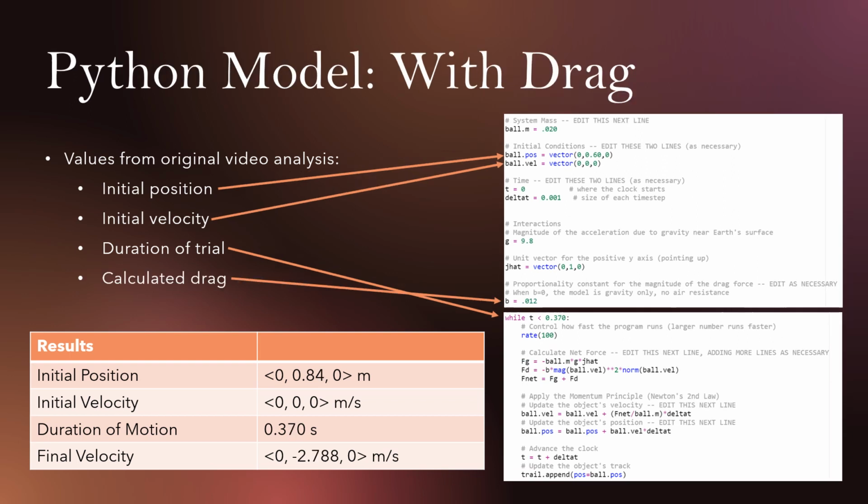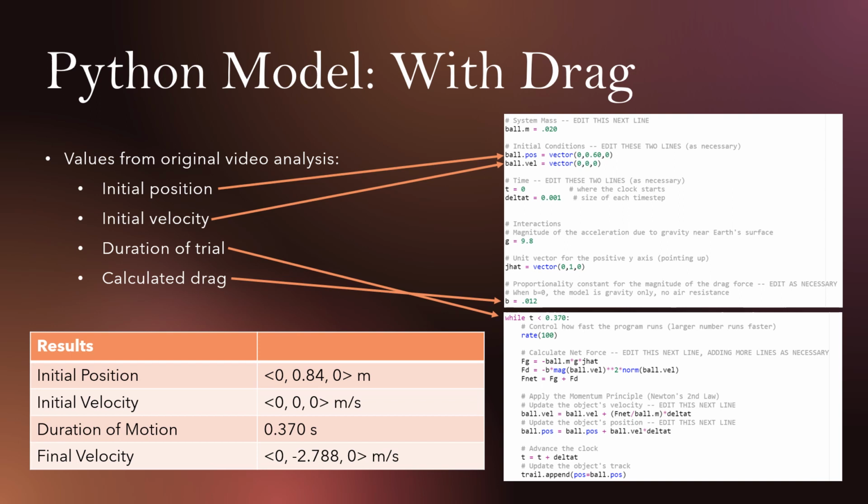This is the Python model that included drag within its calculations. The initial position, the initial velocity, and the duration of the trial remain unchanged from the previous Python model. I calculated drag, which was 0.012. It's a constant. I then plugged this number into the equations below to calculate net force. Net force is F of g plus F of d. F of g is the mass of the ball times the gravitational force, and F of d is the equation as follows.